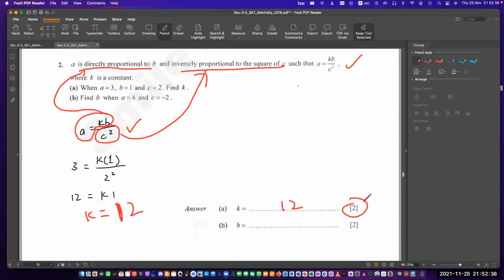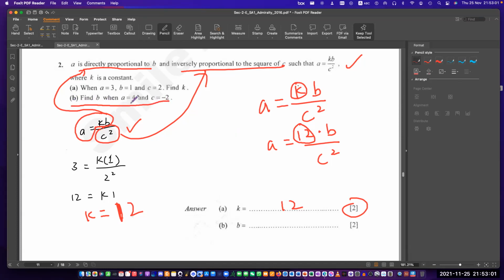Okay. Now, if you already find out K equals 12, and the formula is K B over C squared, and you know K is 12, so what you do, you just replace K with 12. Okay, now you can do B already. Find B when A equals 4. So A equals 4. I replace A with 4. C is -2, so I replace my C with -2.